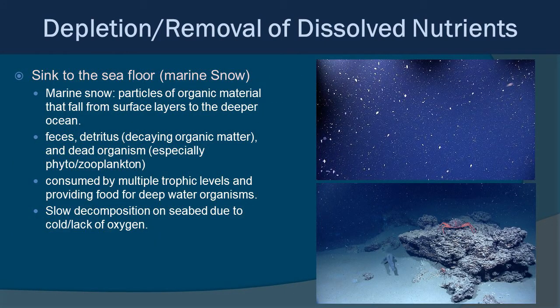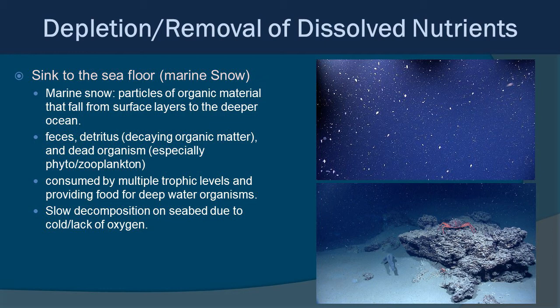Now, a majority of things sink to the sea floor, and we have this thing called marine snow, which are particles of organic material that fall from the surface layers to the deeper ocean. This includes things like feces and detritus, which is decaying organic matter, and dead organisms, especially phytoplankton and zooplankton, which do tend to have calcium carbonate parts of their exoskeletons and things like that. And all this stuff falls and it looks like snow going all the way to the bottom.